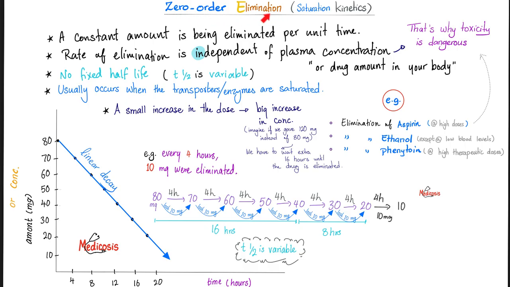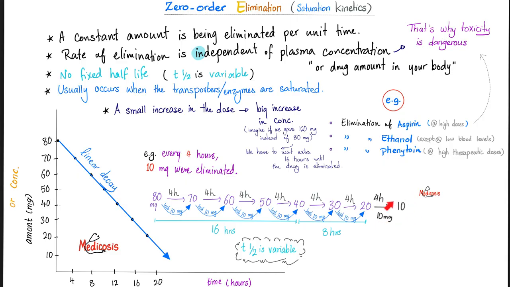Does this zero order occur in most cases? No, most cases are first order. Zero order is only for intoxication cases. When your enzymes and transporters are saturated, this is where you stop being first order and you start going to the zero order. Zero order is ugly, by the way. Why? Because the rate of elimination is independent of plasma concentration. What does that mean? Suppose that I give you just 10 milligrams of a drug. Okay, I'll have to wait 4 hours until you can get 10 milligrams out.